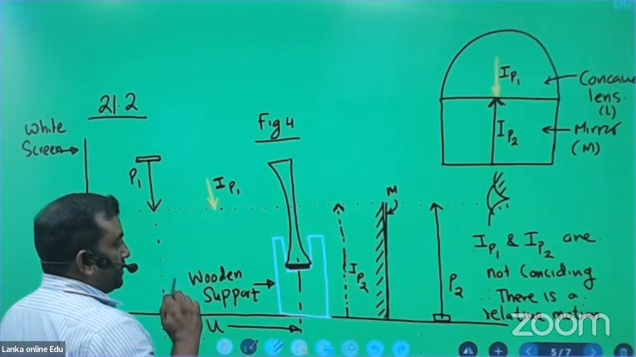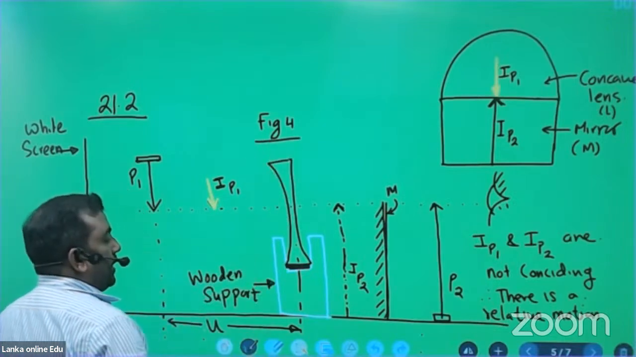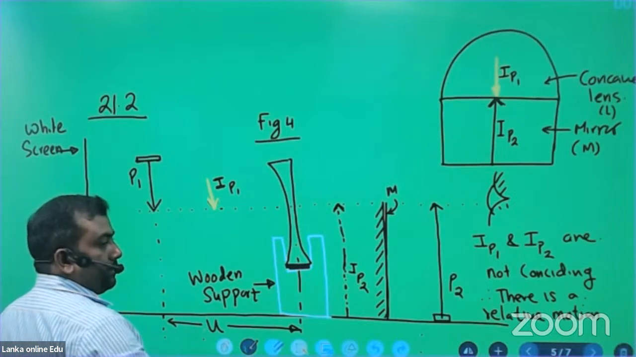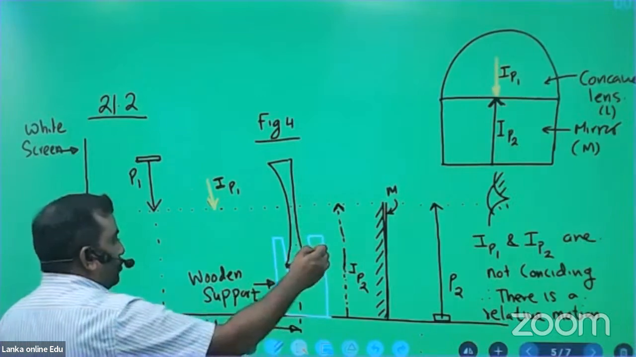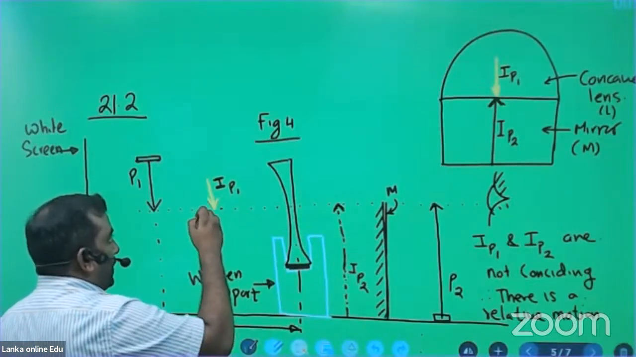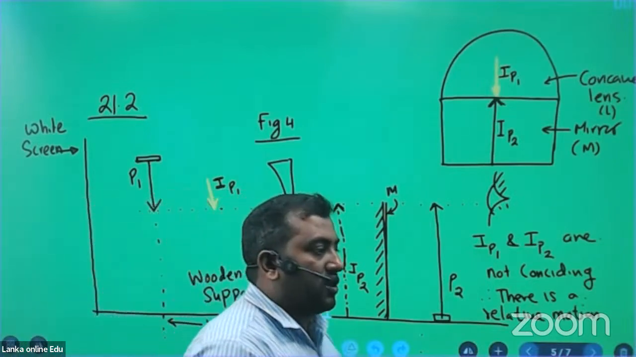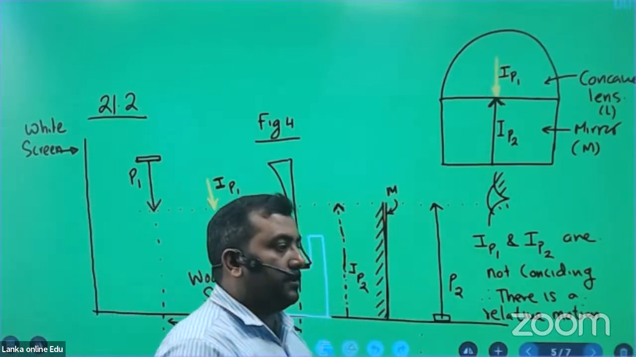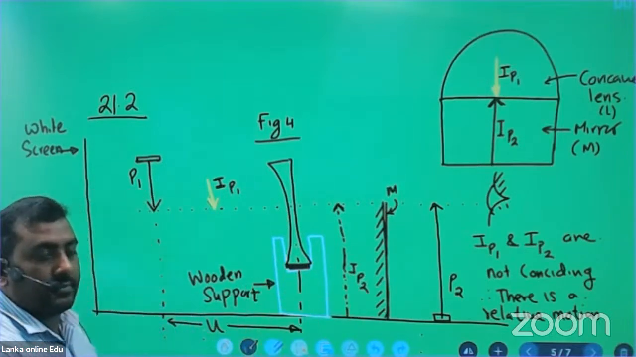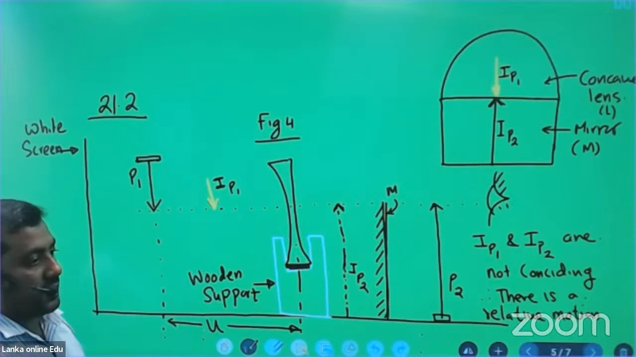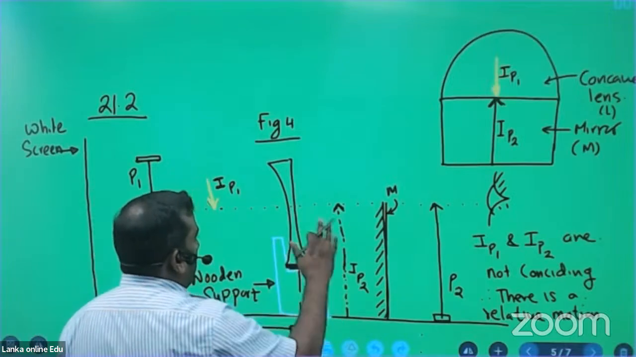Next point. As shown in figure 4, the image of P1 and the image of P2 do not coincide with each other.